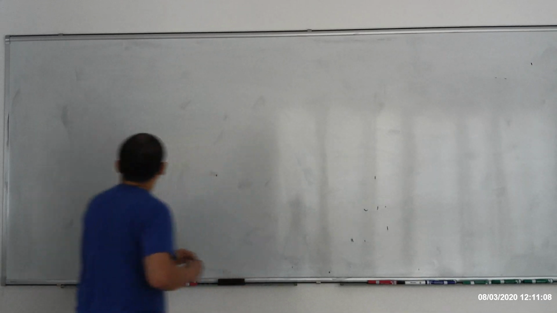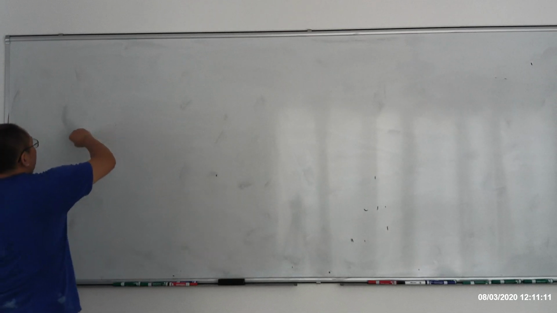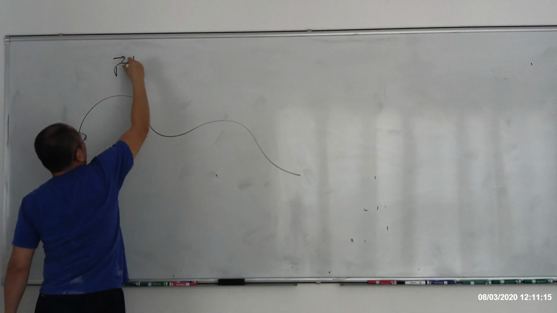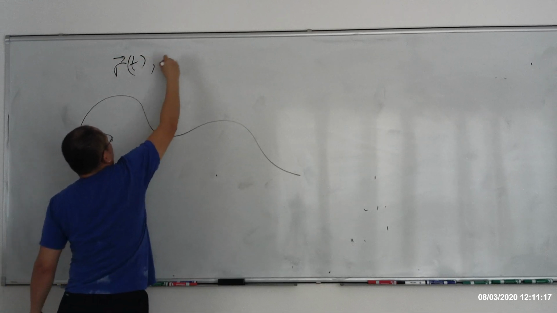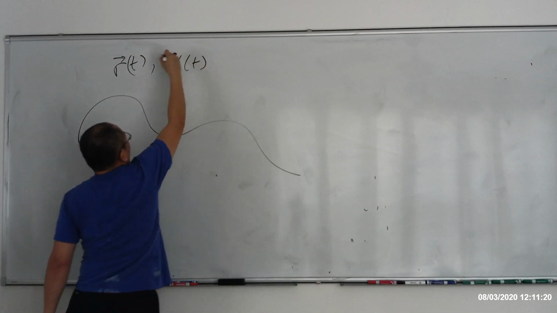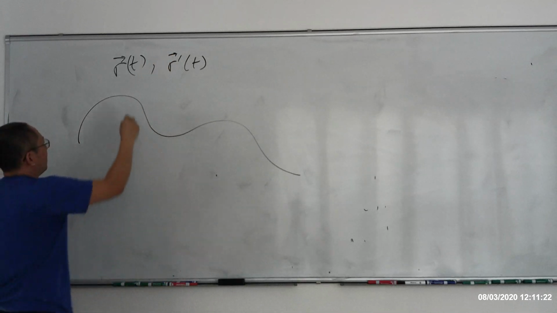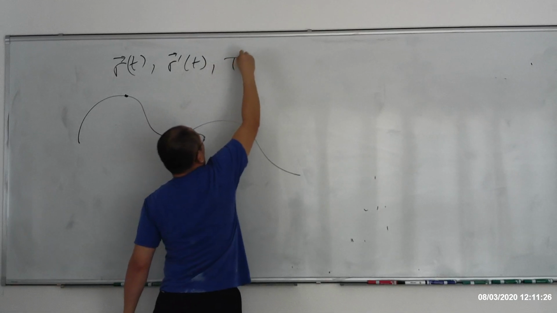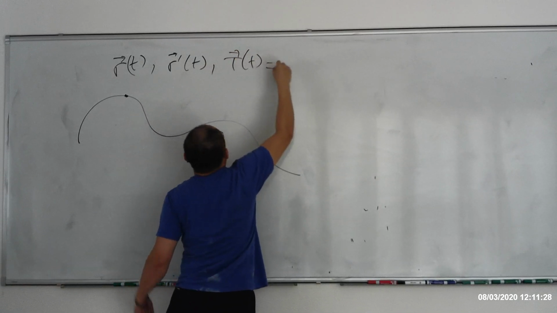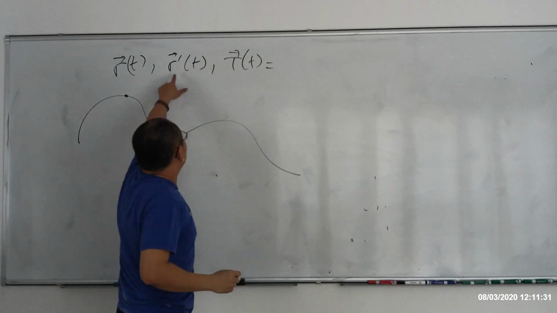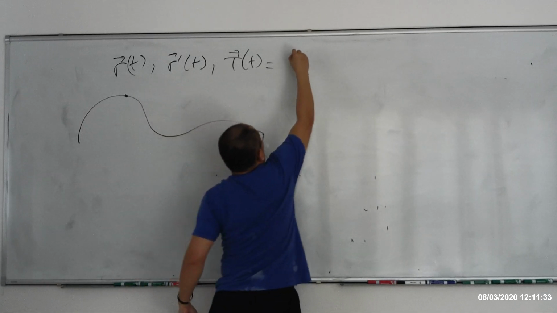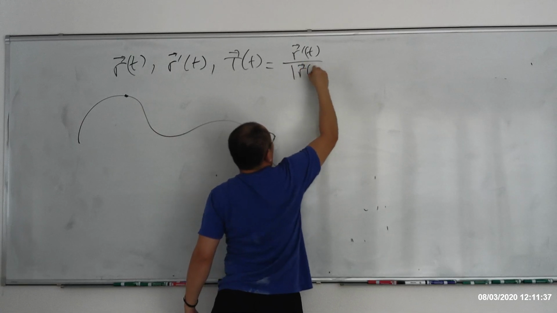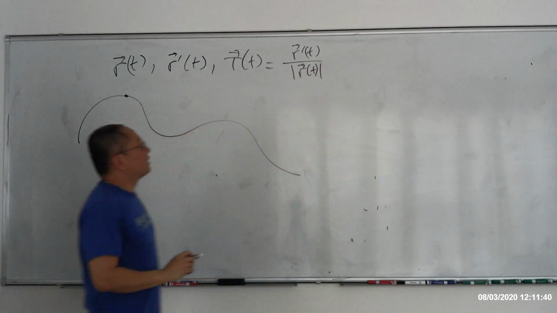Okay, so let me summarize what we just learned so far. You have a curve, 2D or 3D, doesn't matter, r of t. If you take the derivative, this is called the tangent vector. So here's the point right here, tangent vector. And you define the unit tangent vector by normalizing it: r prime of t divided by the magnitude of r prime. You have the unit tangent vector.